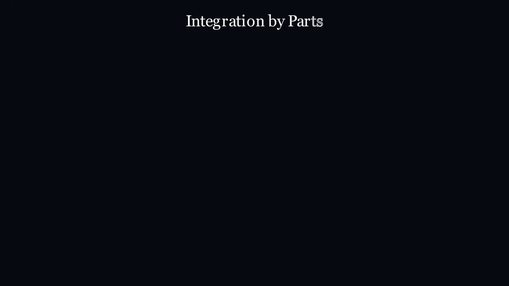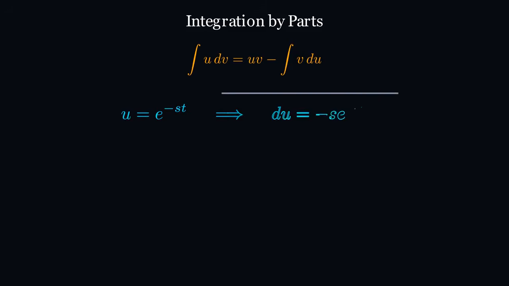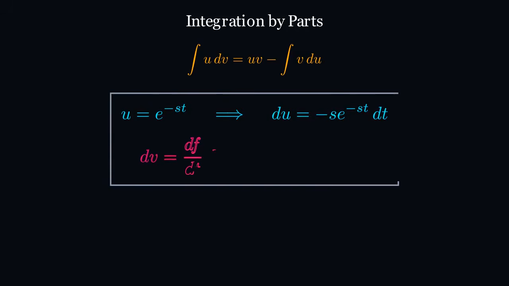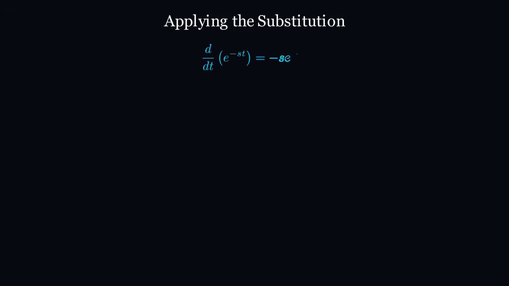To solve this, we apply integration by parts, a geometric tool that redistributes the area under a curve. By setting u equals e to the negative st and dv equals df over dt dt, we can rewrite the integral. Integration by parts tells us that the total area is equal to the evaluation of the boundary terms, u times v, minus a new integral of v times du. Visually, this process shifts the derivative off our unknown function and onto the highly predictable exponential term. What happens to our equation when we calculate the derivative of e to the negative st?